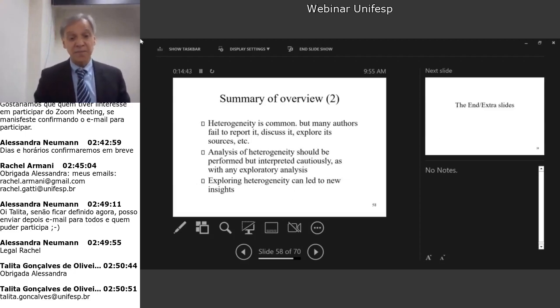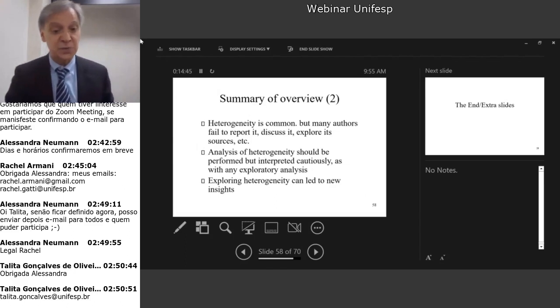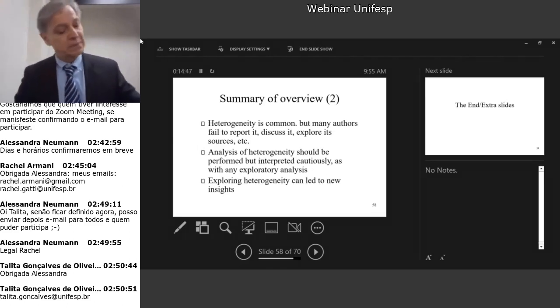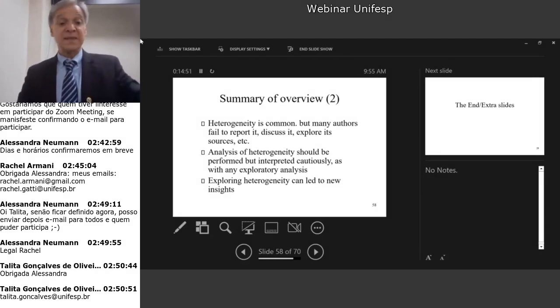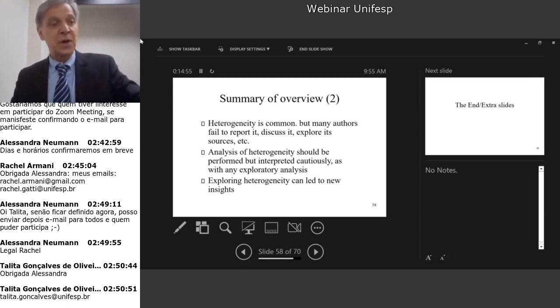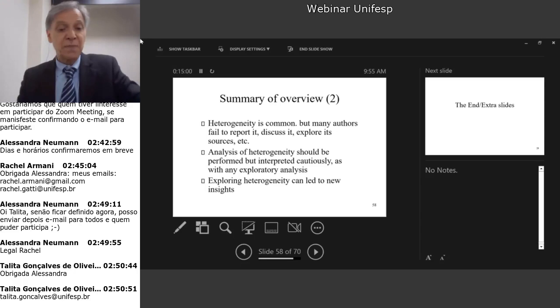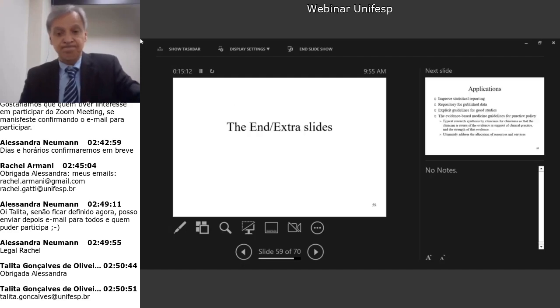Heterogeneity is common, but many authors fail to report it, discuss it, or explore it. Most good journals would not accept a meta-analysis paper without data on heterogeneity and a discussion. So be prepared to present your I square or Q. Analysis of heterogeneity should be performed by the interpreter cautiously, as with any exploratory analysis. It's not a perfect world, okay? And it's not perfect science here. There's a lot of possibility there. Exploring heterogeneity can lead to new insights, okay?